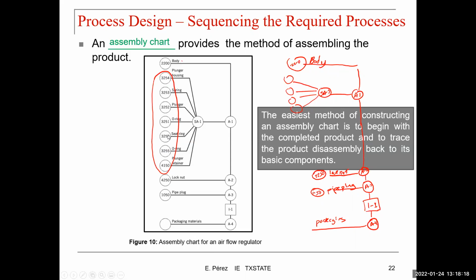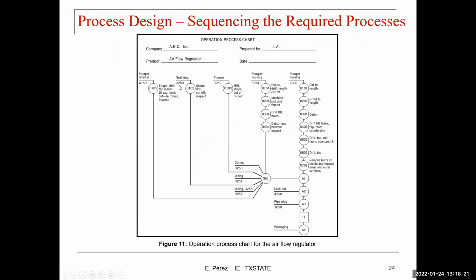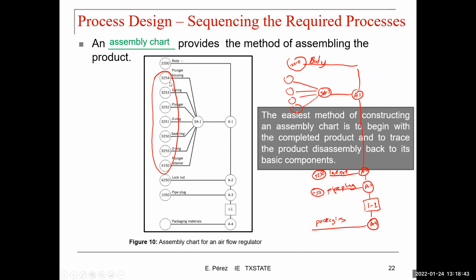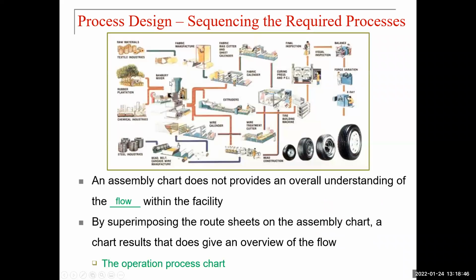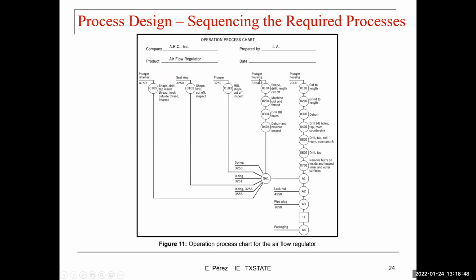Then we have the seat ring. That's 3250. You have information about the operations that are needed to get that done. And if you move forward into that process, you get information about the plunger housing also, 3254. So what are the operations that are needed? These are 3 operations. They're listed here.